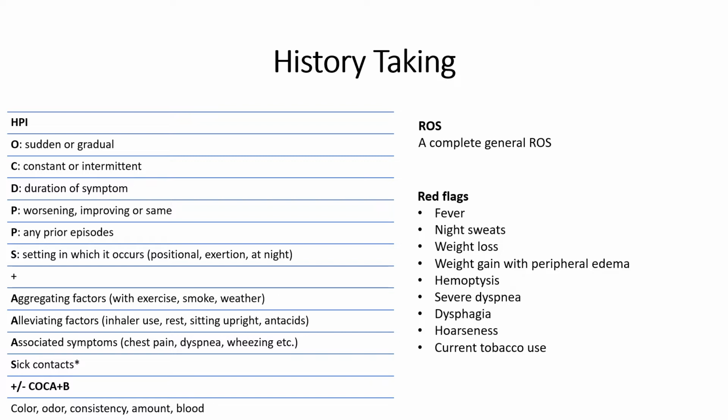Ensure to ask of aggravating factors. Does the cough get worse with exercise, smoke, or changes in weather? Are there any alleviating factors, like inhaler use, resting, sitting upright, or antacids? Are there any associated symptoms, like chest pain, dyspnea, wheezing, etc.? Here you can ask about sick contacts. If you forget to ask here, you will have another chance to ask in your social history.